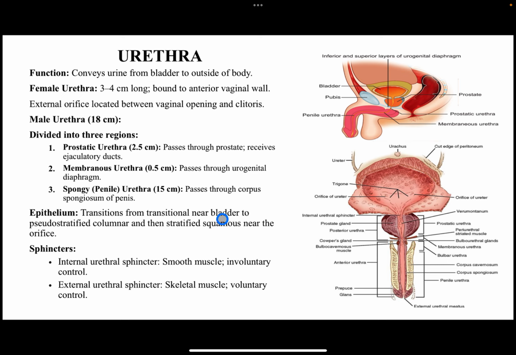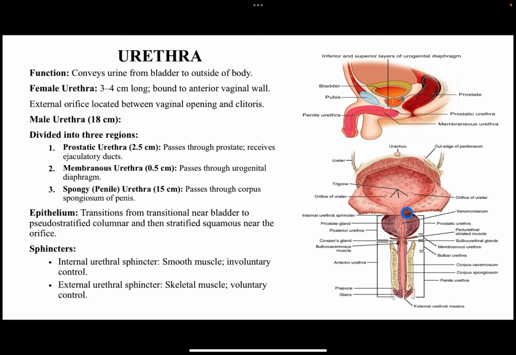Now, the lining transitions from transitional epithelium near the bladder to pseudostratified columnar and then stratified squamous near the orifice. If you are looking at the inner lining of the urethra, there are changes depending on the layer where they are. Is that okay?